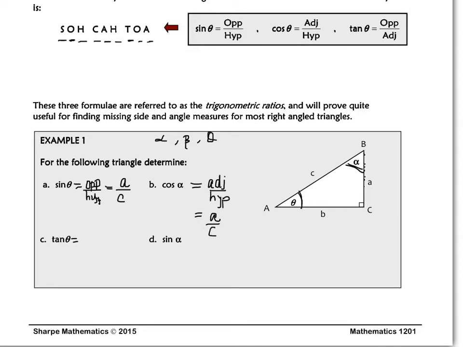The tan is the ratio of the opposite side over the adjacent. So tan of theta, we're back at theta, so opposite is A over adjacent is B. And sine of alpha, back to opposite over hypotenuse again, but this time coming from the angle marked alpha. Opposite would be B over hypotenuse C.